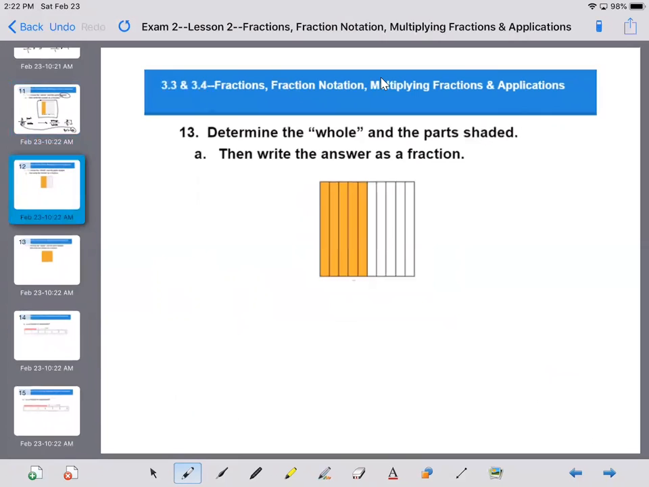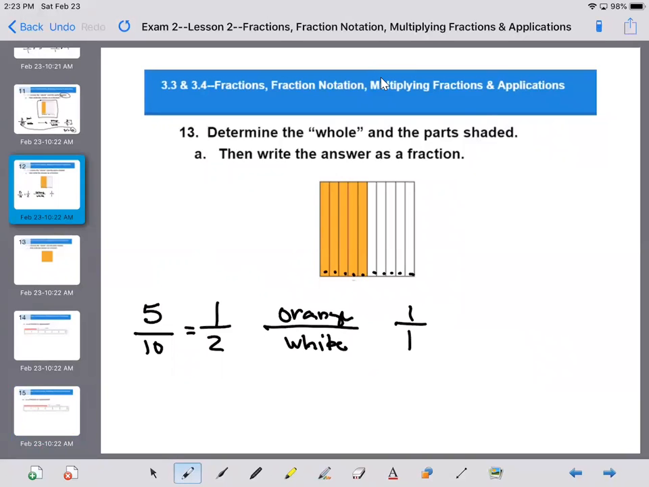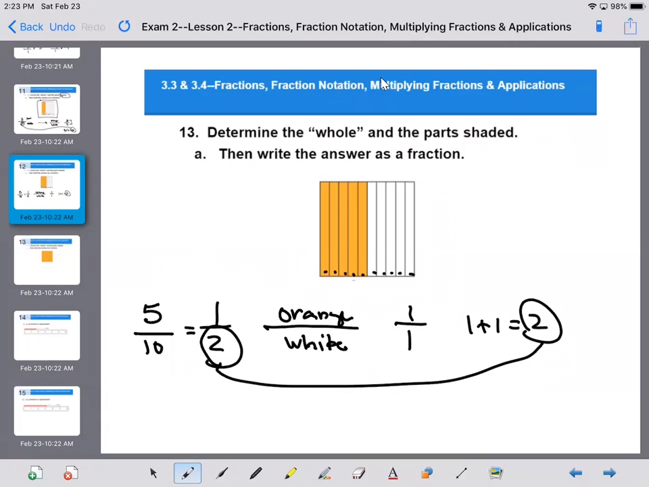So here we see 1, 2, 3, 4, 5, 1, 2, 3, 4, 5. We have 10 pieces. The whole is divided into 10 pieces, and 5 of them are shaded. That's the same as 1/2. So if we said, what about orange to white? Well, this would be a 1 to 1. And notice that 1 plus 1 equals 2, and that sum equals the denominator of 1/2, which is equivalent to 5/10. And that's the way it should be. You should see that your parts add to your whole piece.